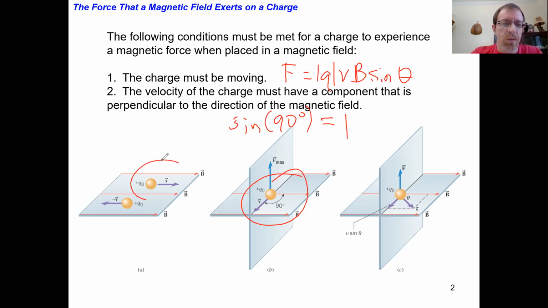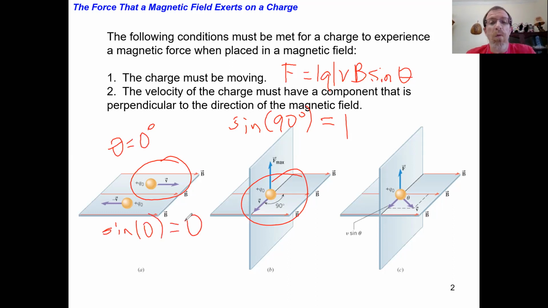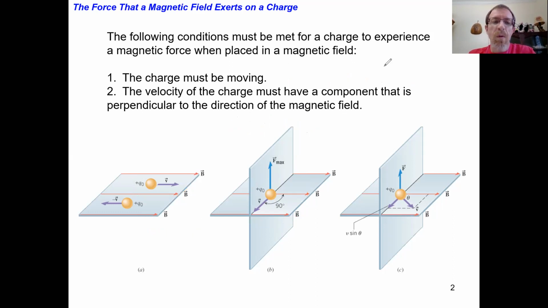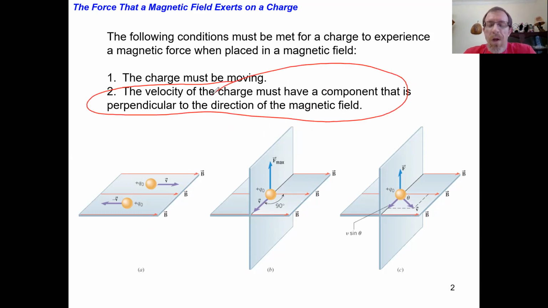What about this case right here? What would the angle be in that instance? The velocity and the magnetic field are pointing in the same direction, so theta would be equal to 0 degrees. What's the sine of 0? It's 0, so there would be no force. To have any kind of force at all, the velocity of our charge has to have some component that's perpendicular to the direction of the magnetic field. That's a complicated way of saying that sine can't be 0 or 180 if I want to have a force.